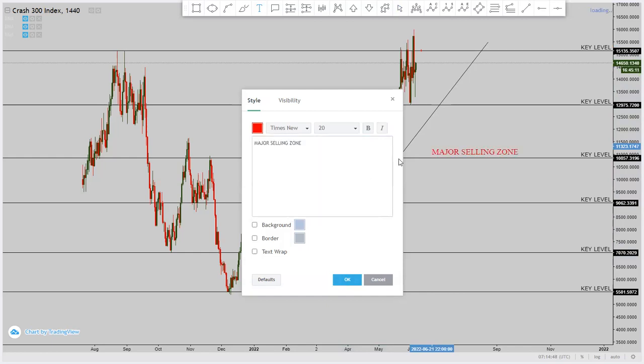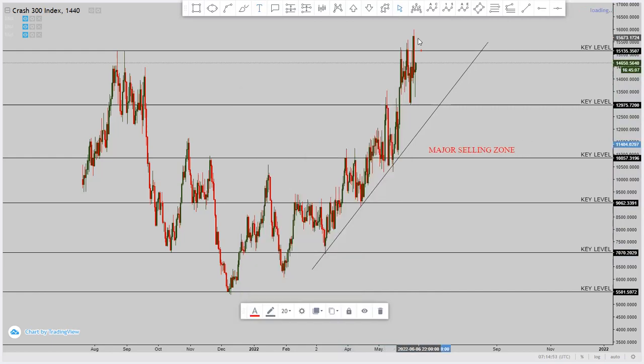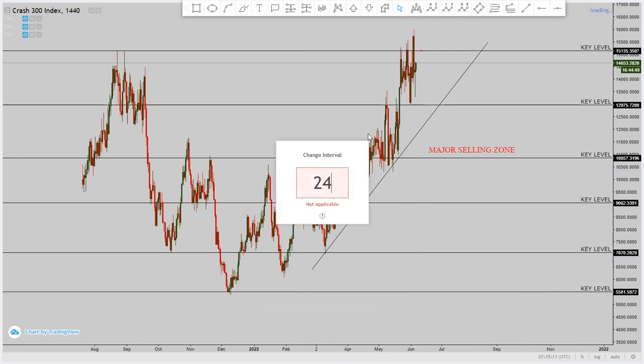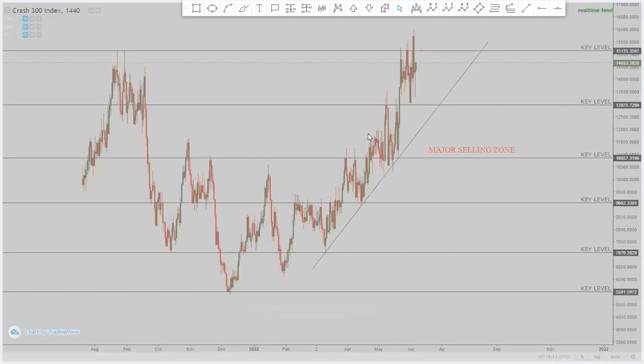Major selling zone. So once I've identified my major selling zone like that, even if I get some selling entries there, it's okay. But I know the break of this one is going to give more sales. The break of this trend line here, it's going to give us more sales, even all the way to this bottom key level here. So we'll just be looking at what price will be telling us, then we respond according to what price will be telling us.